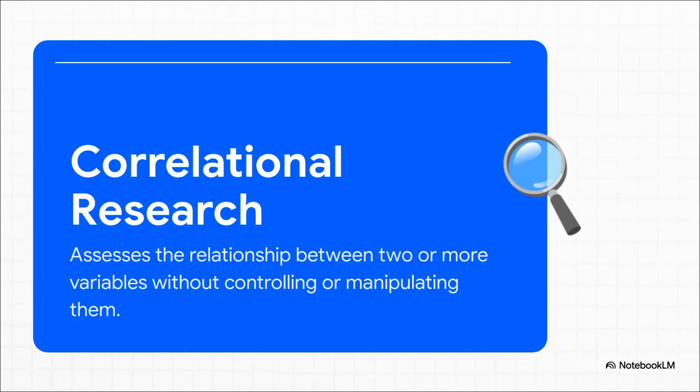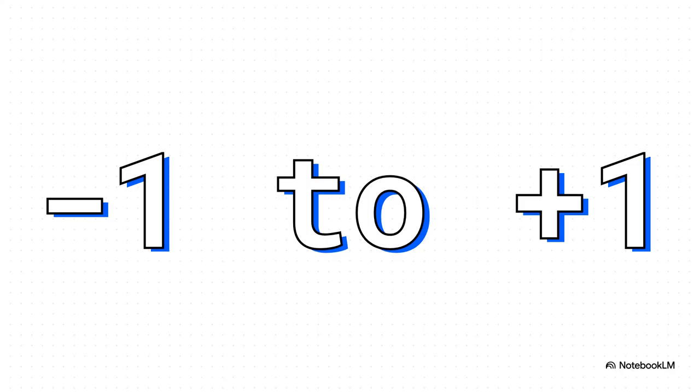And here's the absolute key. The researcher, they're just an observer. They're hands-off. Like the definition says, they aren't in a lab, they're not tinkering with anything or trying to change the situation. They are just measuring two things that are already happening naturally out in the wild to see if they move together.